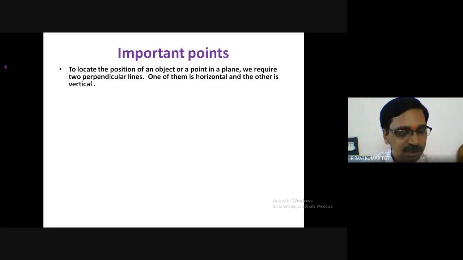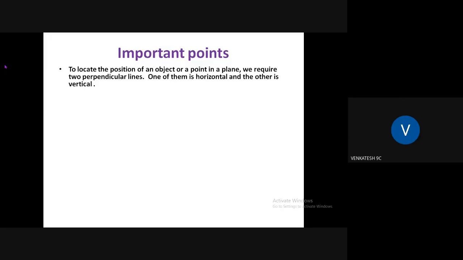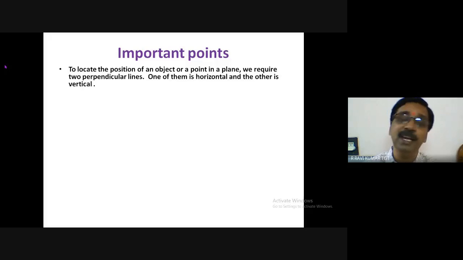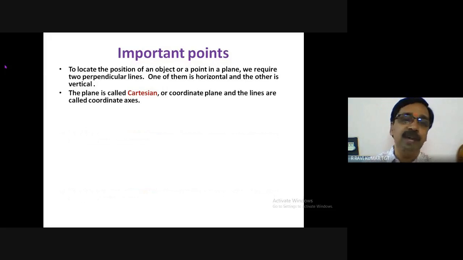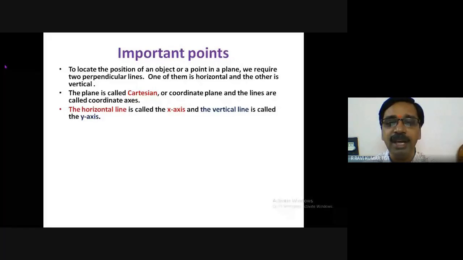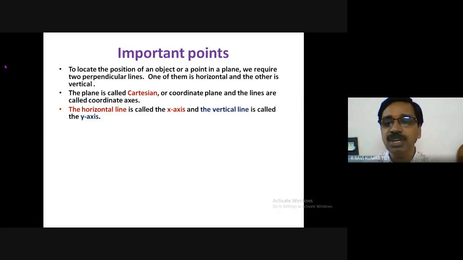Who found this? The great mathematician Rene Descartes. One of the lines is horizontal and the other should be vertical, and the plane is called the coordinate plane, because Rene Descartes found it, and the lines are called coordinate axes. The horizontal line is called the x-axis and the vertical line is called the y-axis.